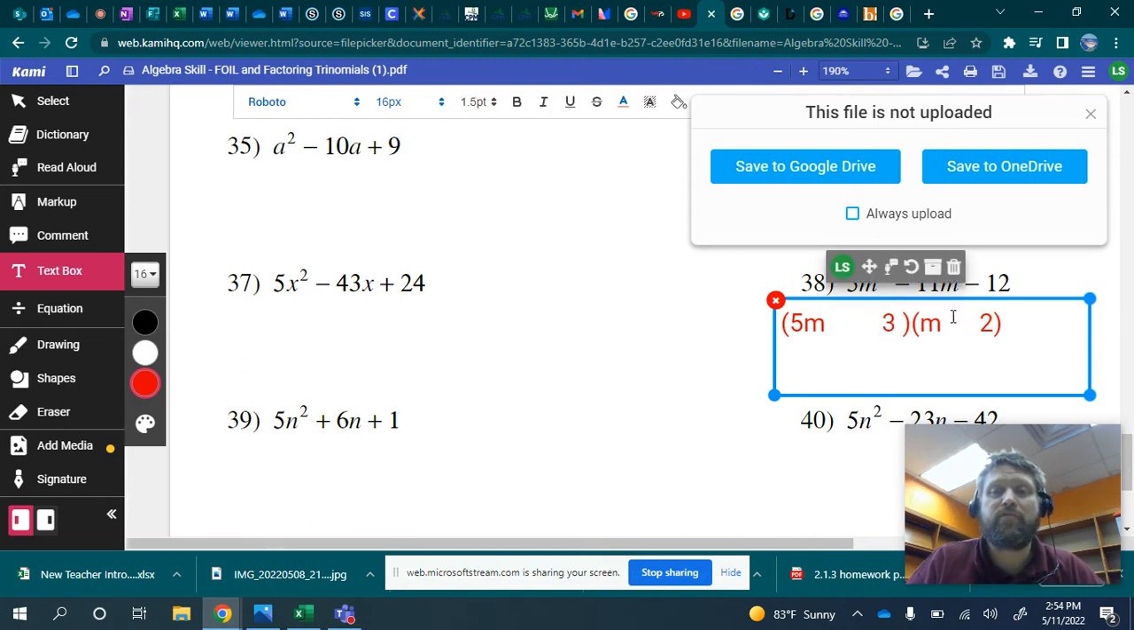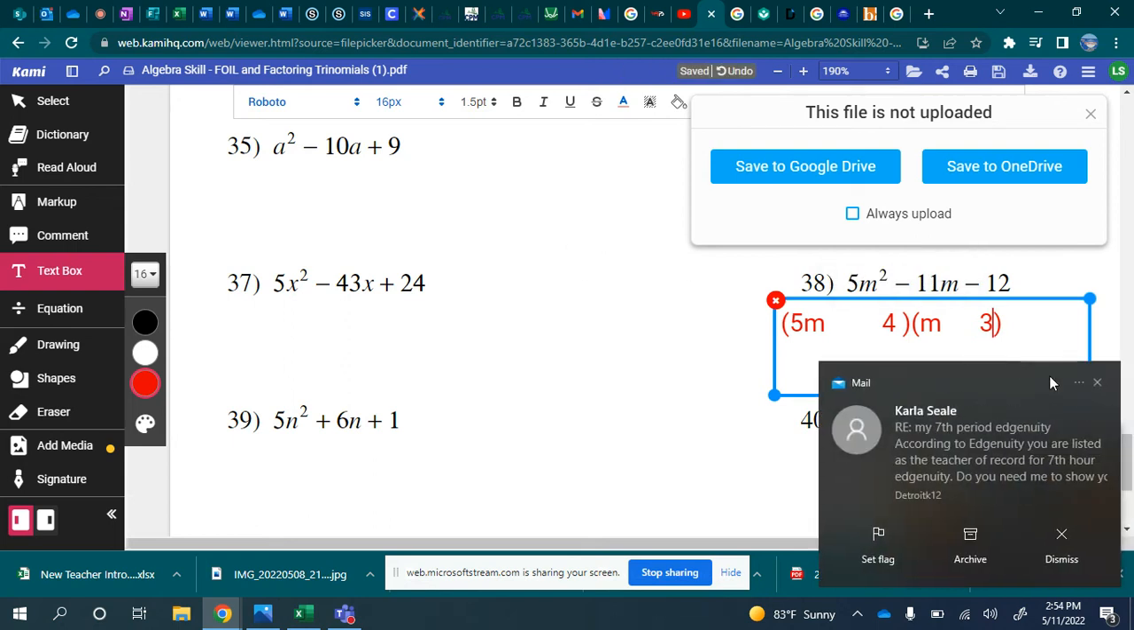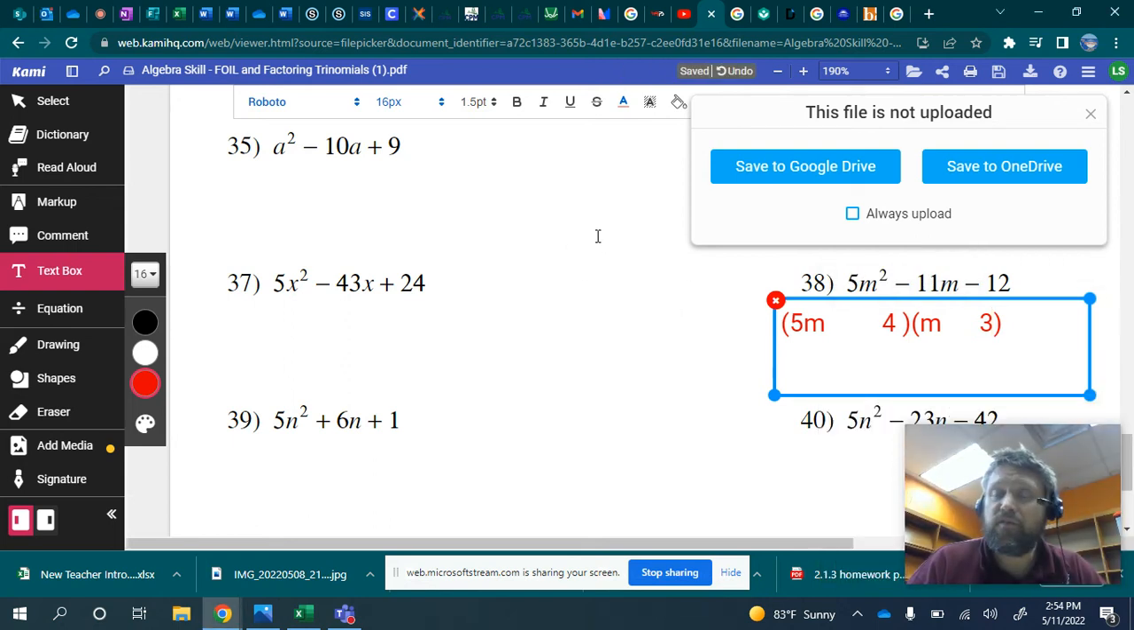Maybe I'll try 3 and 4. Or if I look at this one, my outside is 20, my inside is 3. 20 and 3 does not make 11. So I'll switch it around. Okay, now I have 15 on the outside and 4 on the inside. Does 15 and 4 make 11? Yes, it does. 15 and 4 makes 11. So this is the answer. I just have to put my signs in, right?